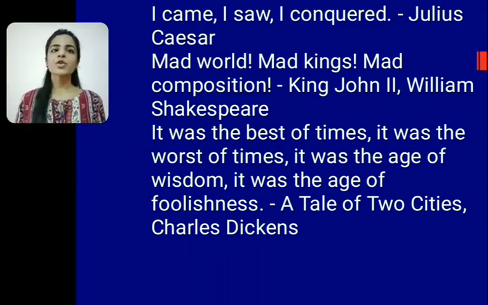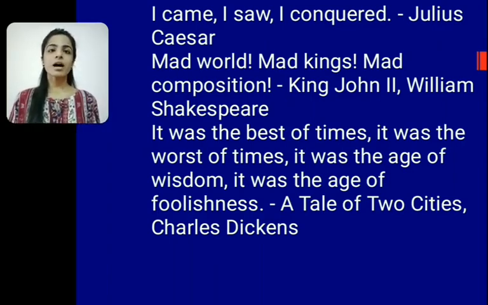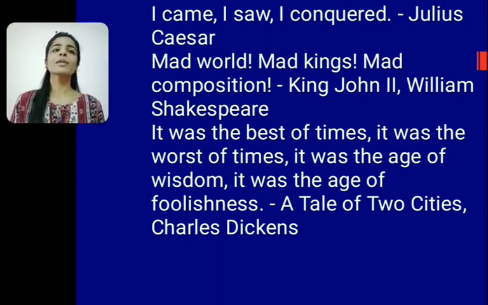Made war, made kings, made composition. So here the word made is repeated. The specific word is repeated, right? So here you can see the difference between alliteration and anaphora. This is from King John II by William Shakespeare. This kind of sentence is used in a specific poem or play. This last one, made kings, made composition, was taken from King John II by William Shakespeare, the very well-known playwright of English literature.